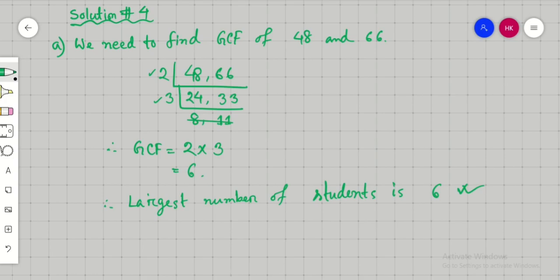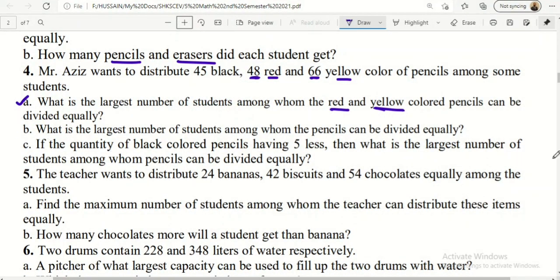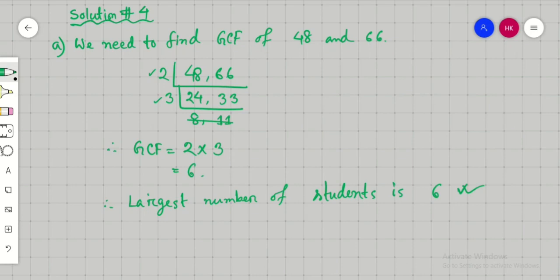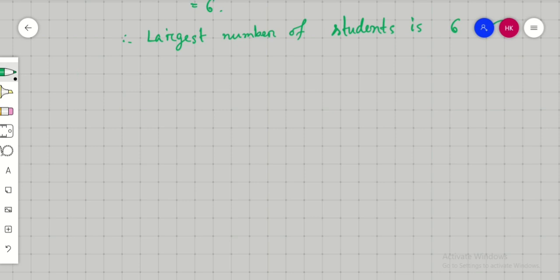Now we go to number B. We will read the question first. What is the largest number of students among whom the pencils can be divided equally? That means all these pencils, black, red, yellow, all. So now we do the same thing, but with all these 3 numbers. That means we need to find the GCF of 45, 48 and 66.